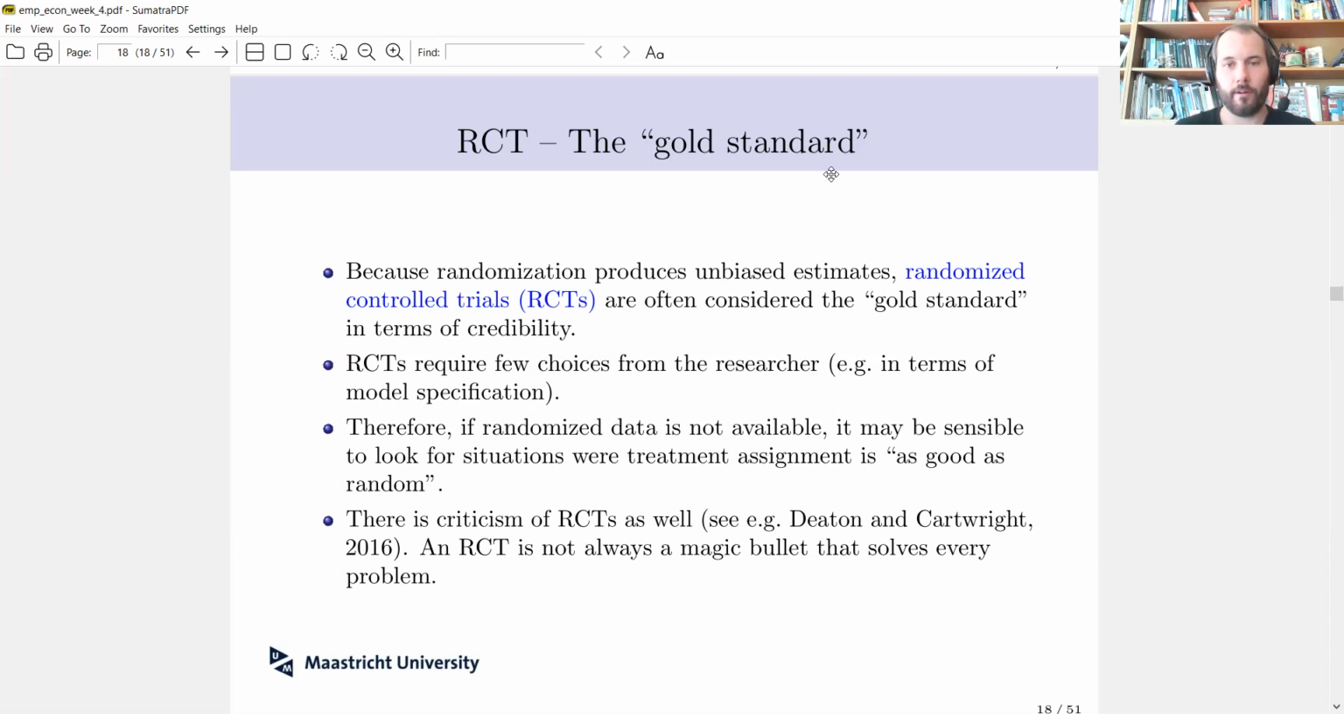Now, RCTs are regarded widely in the literature as the gold standard. And in fact, not too long ago, Duflo and Banerjee got the Nobel Prize for this kind of stuff. So whenever you don't have randomized data, a reasonable idea is to look for situations where the treatment assignment is as good as random. And this is what we're going to call a natural experiment in the second part of the lecture.